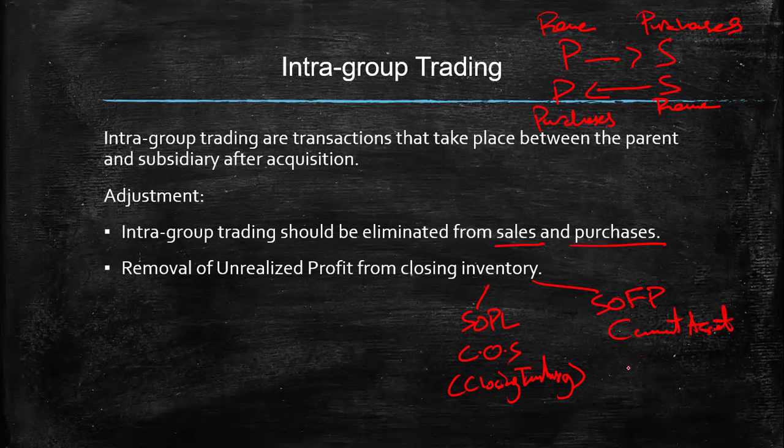So this is why this adjustment that we looked at, of removing unrealized profit from closing inventory, subtracting the unrealized profit amount from closing inventory, has to be made both in the statement of financial position and current assets where we're presenting closing inventory, and it also has to be made in the statement of profit and loss in the cost of sales section. From the closing inventory amount we will subtract the unrealized profit amount.